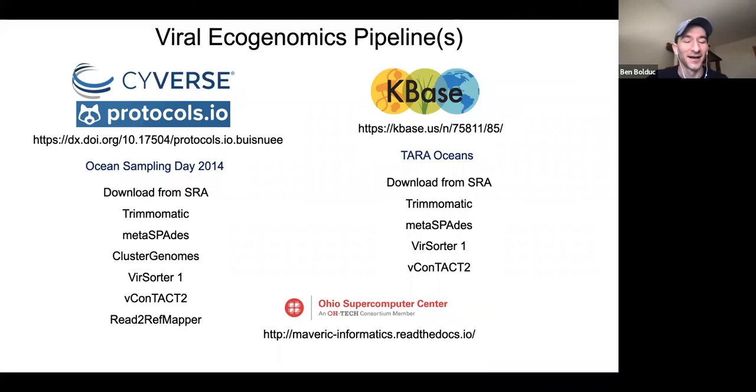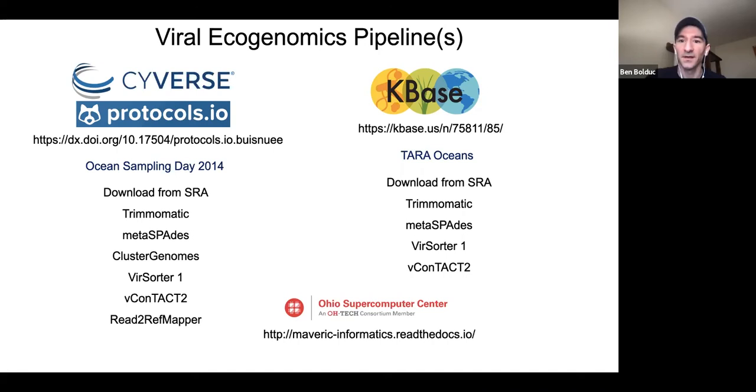So in this protocol, you'll download data from SRA, you'll run Trimmomatic. I should double check this. Run metaSPAdes on that, cluster genomes, VirSorter 1, and then VirSorter 1, if you remember, identifies viruses, vContact 2 to give you some taxonomic context, and then Read2RefMapper, which is a tool used to read map. And that would give you relative abundances of your particular viruses that you've identified across however many samples you want to throw in there.